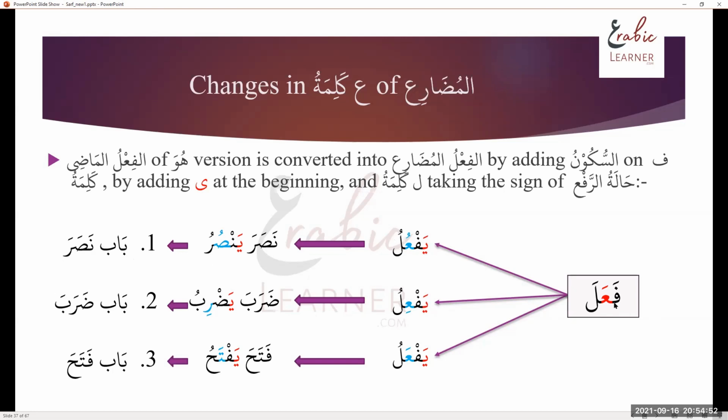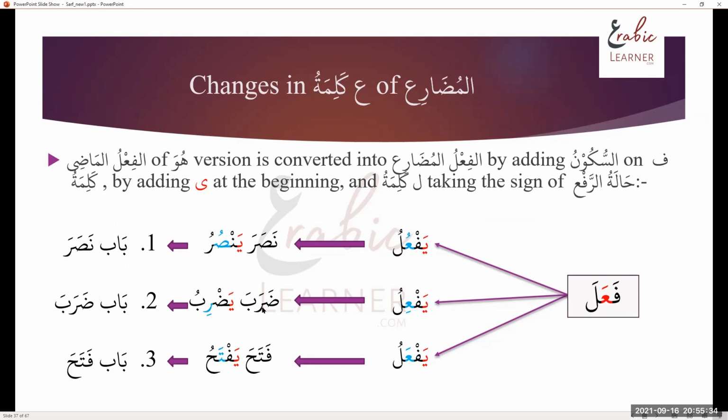And then with fa'ala yaf'ilu we have formed another family, which is daraba yadribu. We can call it Bab Daraba also. And from fa'ala yaf'alu we formed another family called fataha yaftahu, or Bab Fataha. Bab means door. The Arabic grammarians call them Bab, or you can call it family.